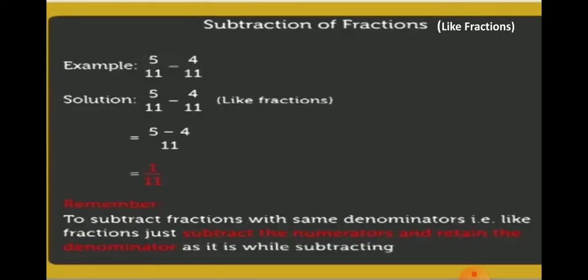Subtraction of like fractions, we will do in the same way as we have done in the addition of like fractions. That is, we will add the numerators, and here we will subtract the numerators, and the denominator will be retained as it is. So here the numerator becomes 5 minus 4, that is 1, and the denominator will be written as 11.